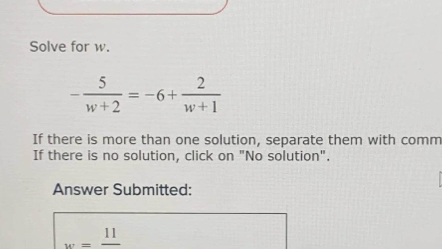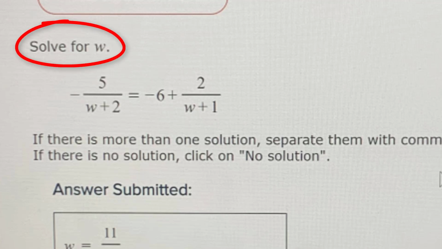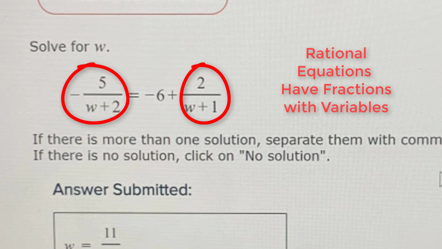So we have -5 over w plus 2 equals -6 plus 2 over w plus 1. It's an equation because we have that equal sign. And notice we're being asked to solve for w. That means we're looking for numbers that would make this statement true. It's a rational equation because it has fractions with variables in them.